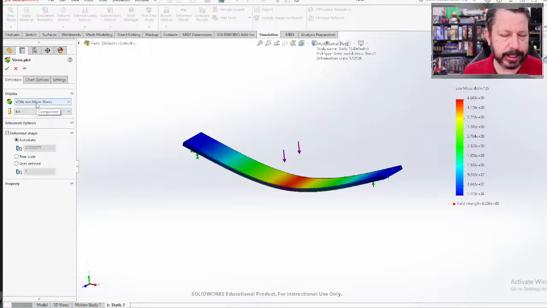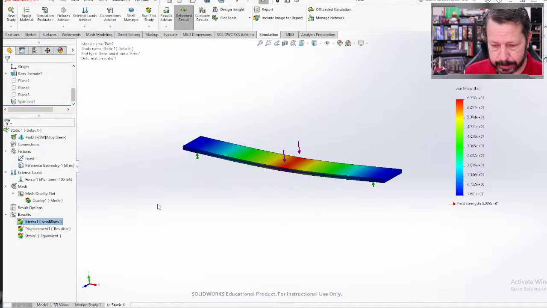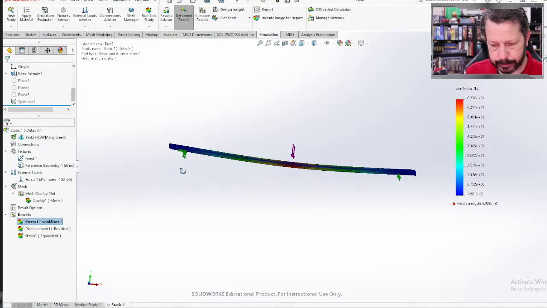Von Mises stress just means combined stress for our purposes. We haven't done that in class. We've only done principal type stresses. We could do true scale so that we see what it really thinks it's going to look like. So there's what it really thinks.